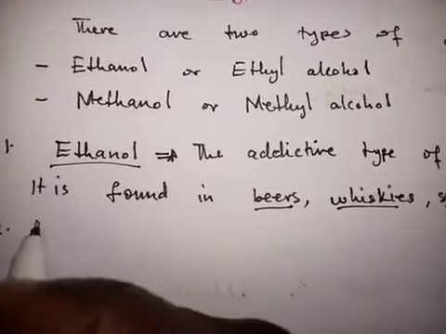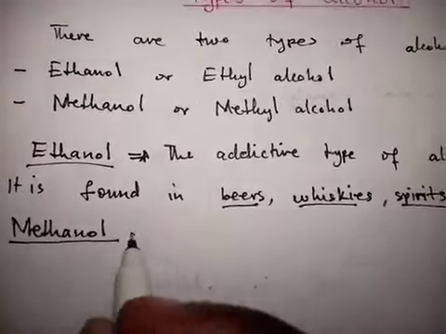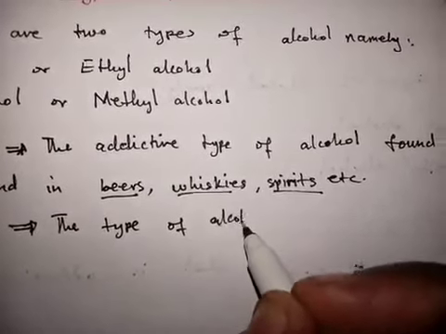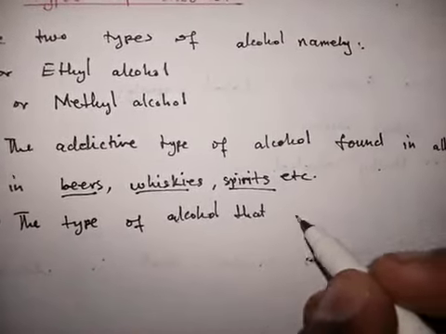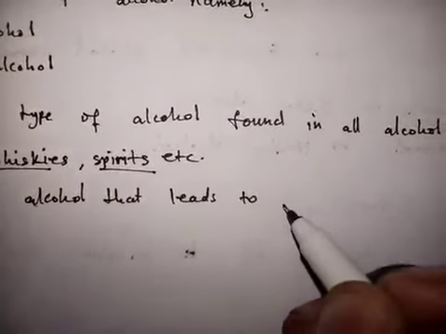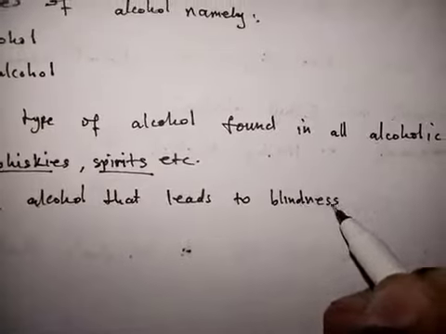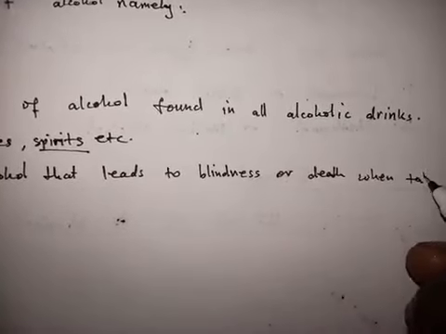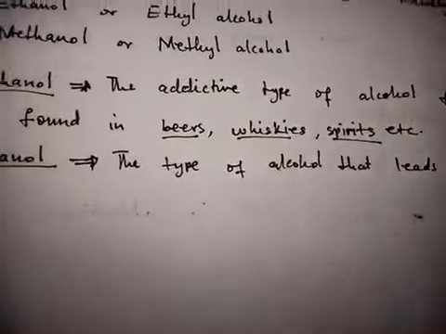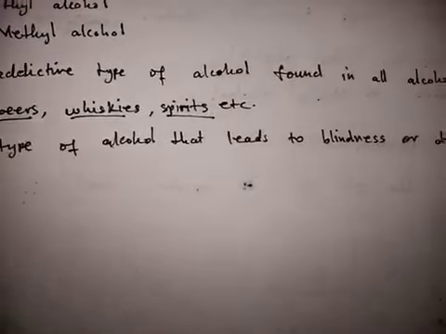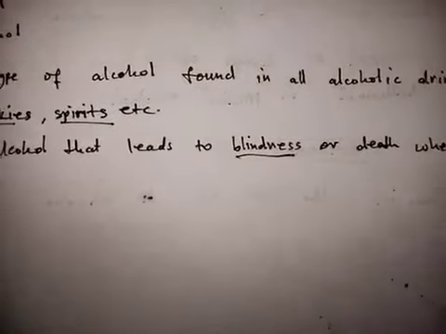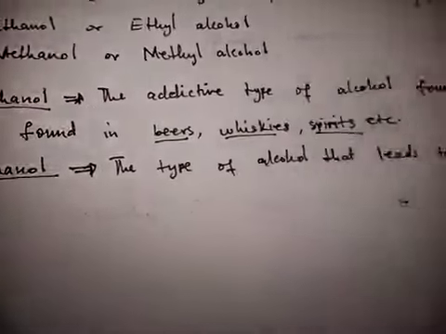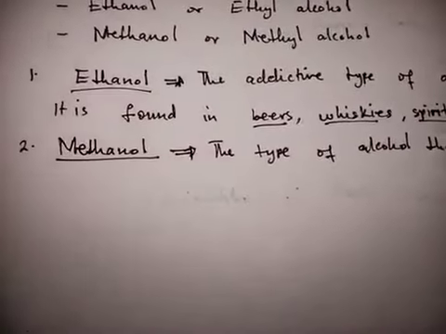So number two is methanol. Methanol is the type of alcohol that leads to blindness or death when taken. So this is the type of alcohol that people are not supposed to drink. We have seen that it leads to blindness. People may become blind when they drink it. We also have death. So people may even die. So meaning that it is the most dangerous type of alcohol which people are not supposed to take. So these are the two types of alcohol.